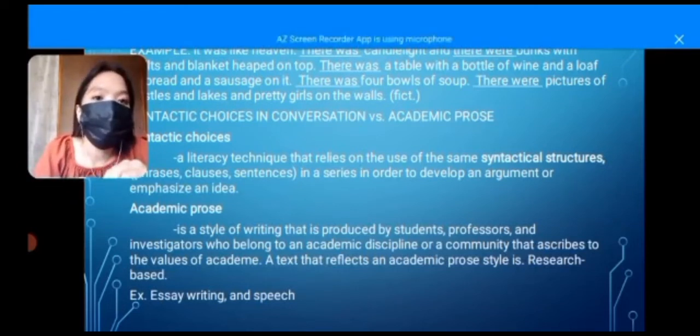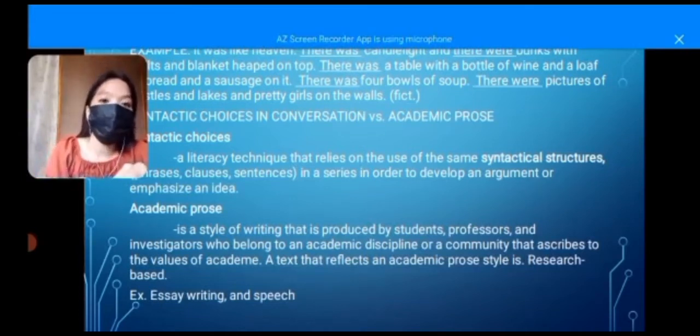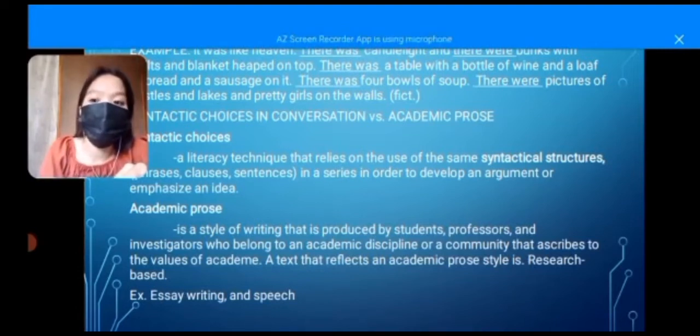Syntactic choices is a literary technique that relies on the use of distinct syntactical structures, phrases, clauses, sentences in a series in order to develop an argument or emphasize an idea. So guys, syntactic choices is usually used to develop or emphasize an idea. So let's move on to academic prose.